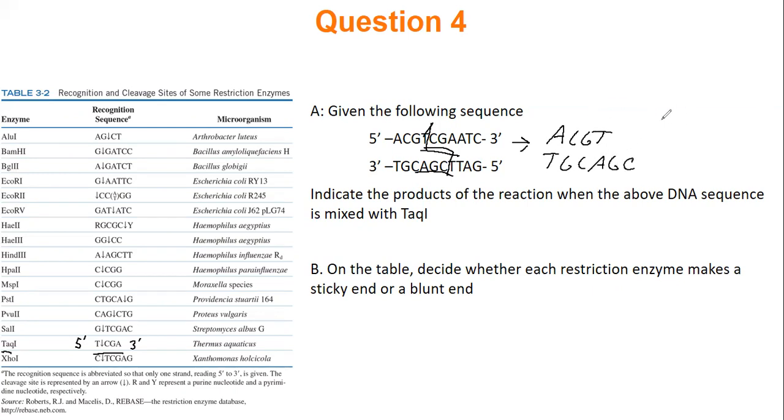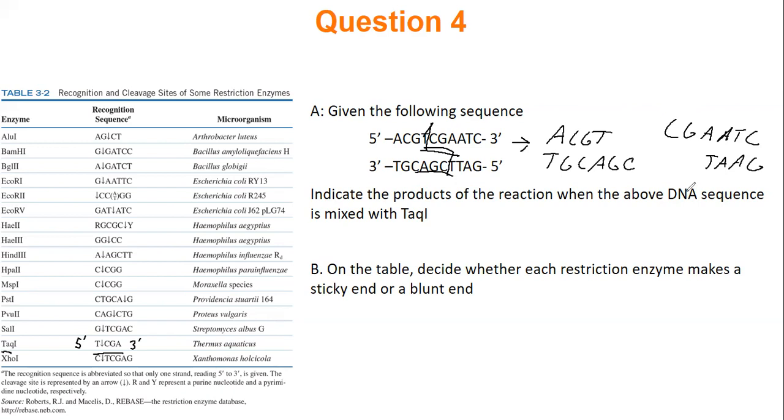And the other sequence is going to be CGAATC, then TTAG. So that's going to be strand 2. So that's how we're going to make our cut with TAC1.